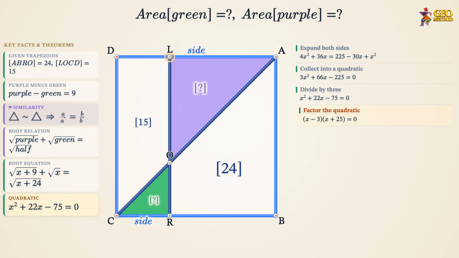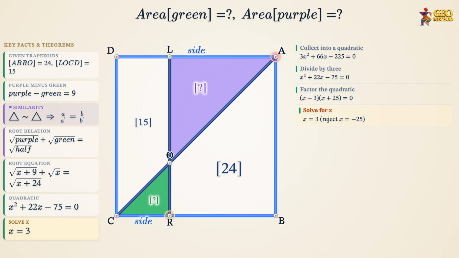Look for two numbers that multiply to minus 75 and add to 22, namely 25 and minus 3. So the quadratic factors as x minus 3 times x plus 25. Its roots are now visible. The roots are x equal to 3 and x equal to minus 25. A negative area is impossible, so discard minus 25. The only valid solution is x equal to 3, which is the green triangle's area.